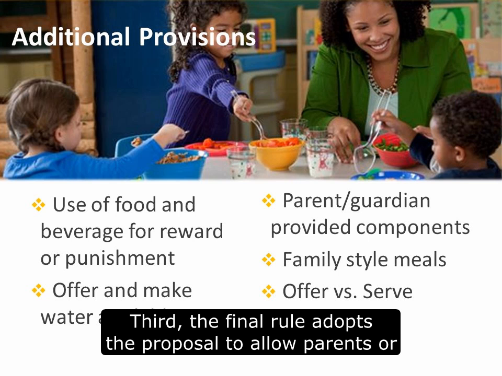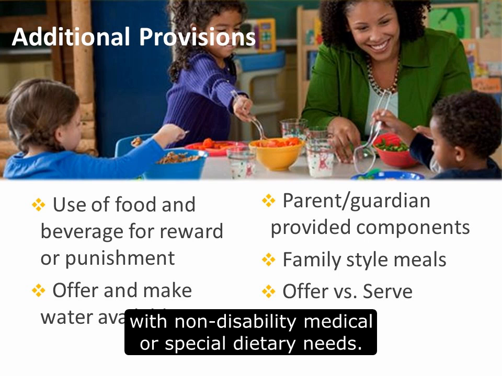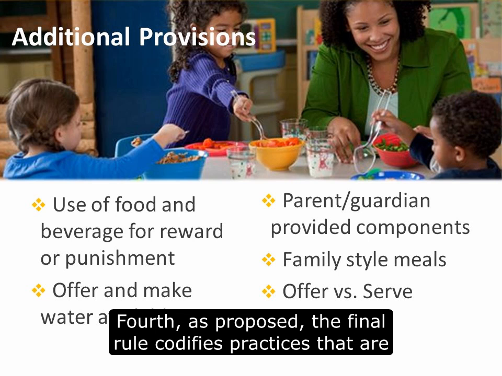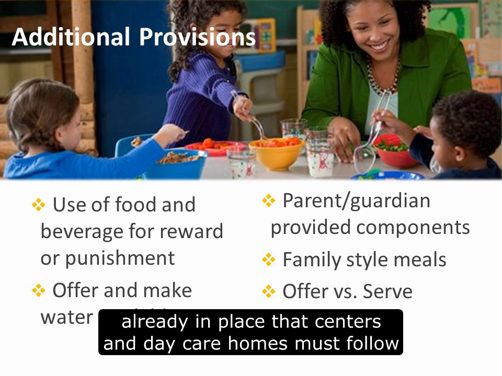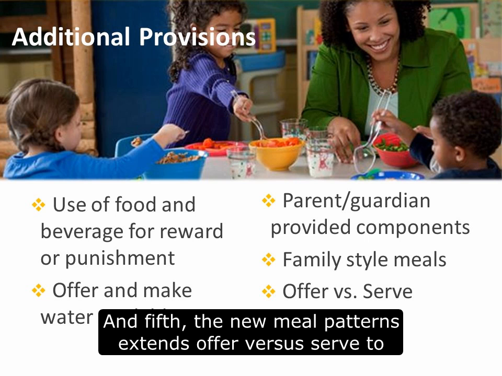Third, the final rule adopts the proposal to allow parents or guardians to provide one meal component for children or adults with non-disability medical or special dietary needs. Fourth, as proposed, the final rule codifies practices that are already in place that centers and daycare homes must follow when they choose to serve meals family style.